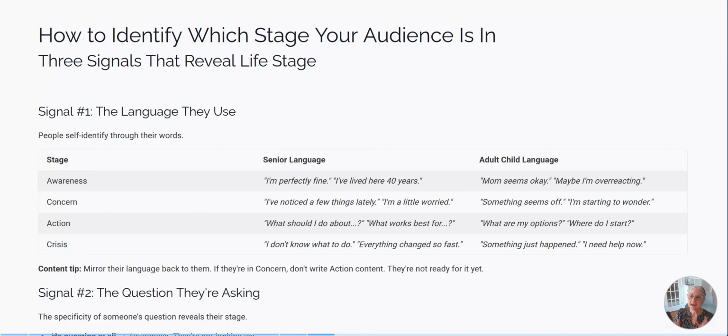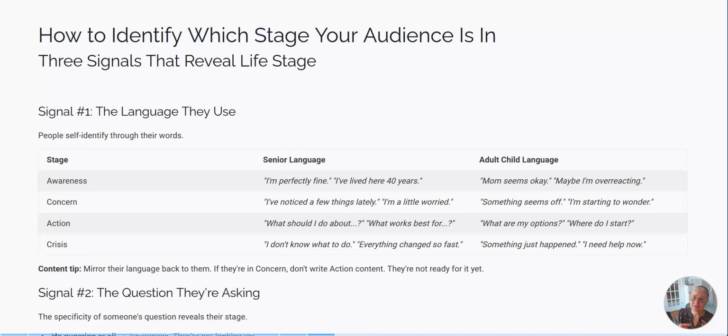What the senior says and what the adult children will say, or family caregivers. A good trick when you're speaking with someone is to mirror their language back to them. That's just a general conversational type of tip. You can use that with anyone. If they're in the concern stage, you don't want to create content that is in the action stage. They're not ready for it yet. So you want to address the stage that they're at and mirror that concern back.